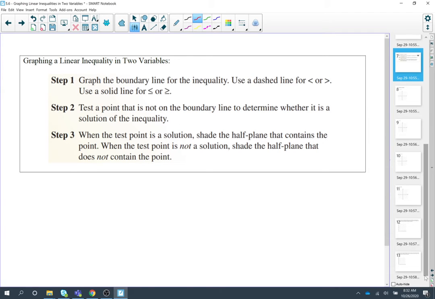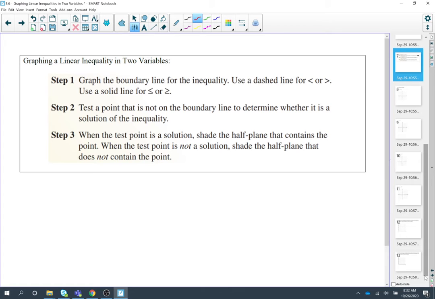Graphing a linear inequality in two variables. Now, in the previous example, I gave you a solution and you had to check it, but the question is, well, how do you find that solution? So in order to find the solutions, we're going to graph them.